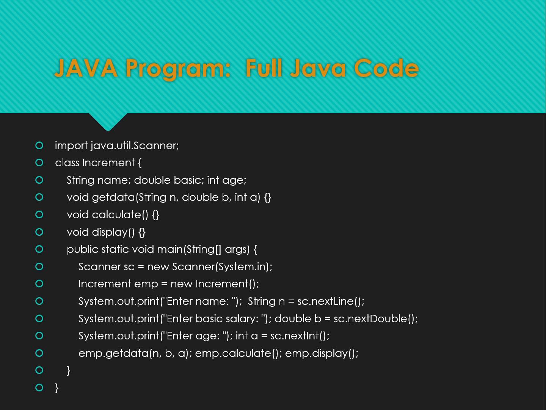Finally, in the main method, we create a scanner object to take user input, initialize the employee object, perform the calculation, and display the result. This condensed view helps us understand the flow of the program without going into every detail, and is ideal for revision or quick review.